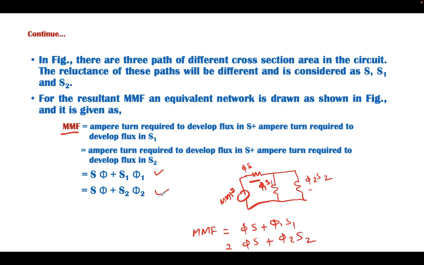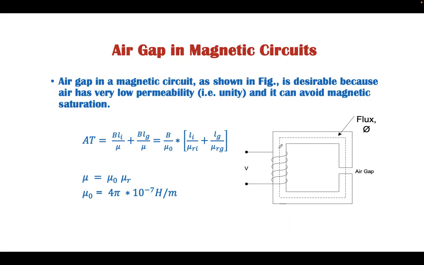And hence we can say electrical series circuit and electrical parallel circuit is just equivalent to magnetic series circuit and magnetic parallel circuit. Now, in a magnetic circuit, there is an air gap, and this air gap is desirable. Why is it desirable? Because when the supply is connected over here, the current flows in the circuit and causes some flux to develop in this path.